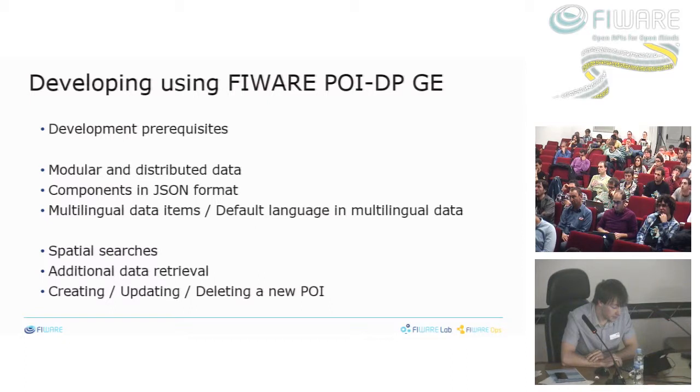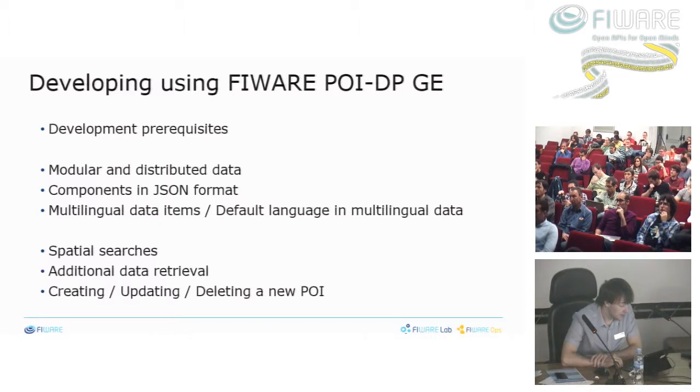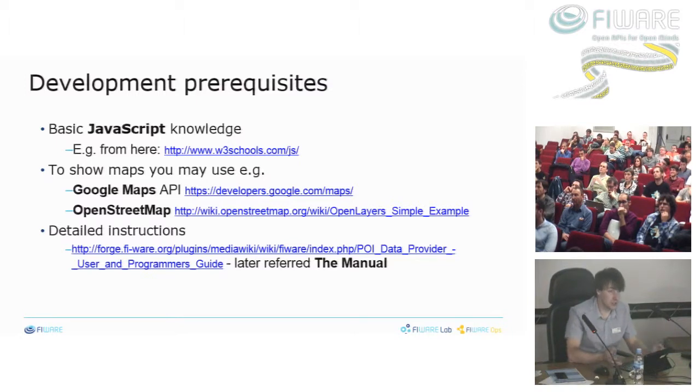So developing using the FIWARE POI Data Provider GE, there is not that much you need before, so there are some development prerequisites, which I will talk about now, followed by some explanations of this modular and distributed data and the components, how multilingual content is solved or foreseen in this approach, and how to do spatial search and additional data retrieval, and the usual CRUD operations on POIs. So what you need is some basic JavaScript knowledge, as we are on the WebUI chapter in FIWARE. This is the common prerequisite.